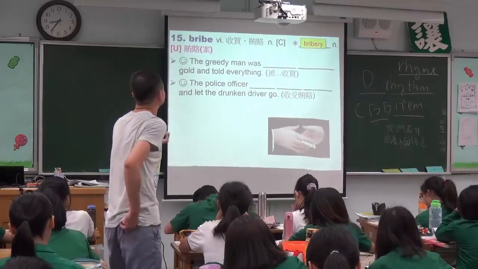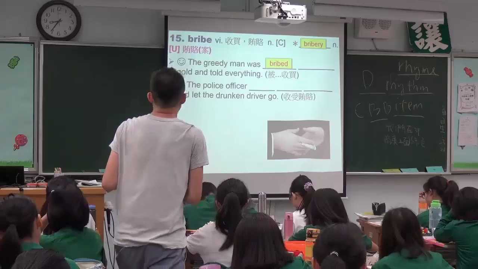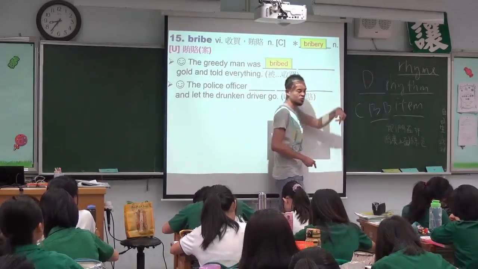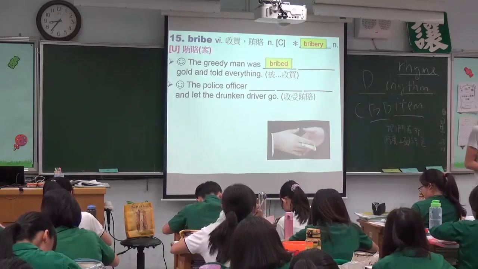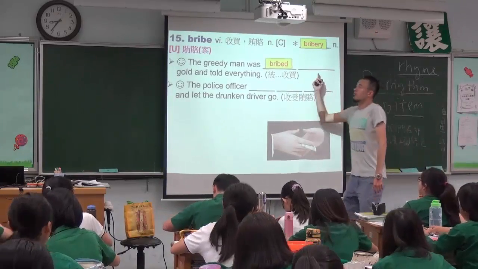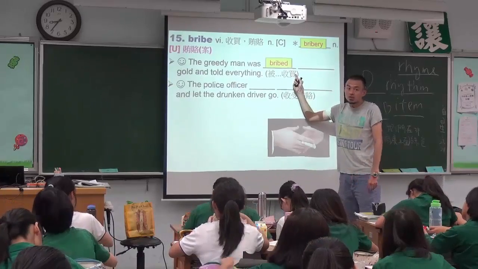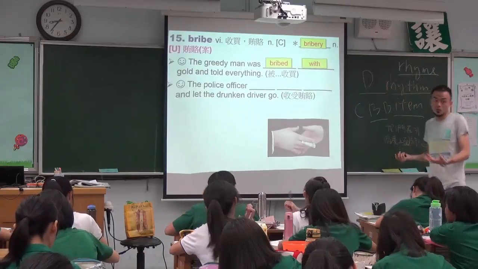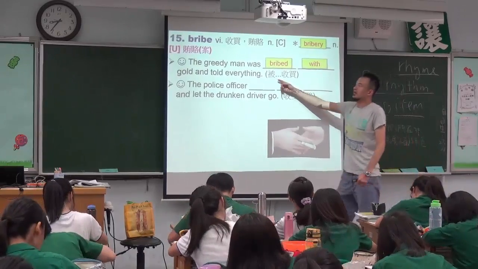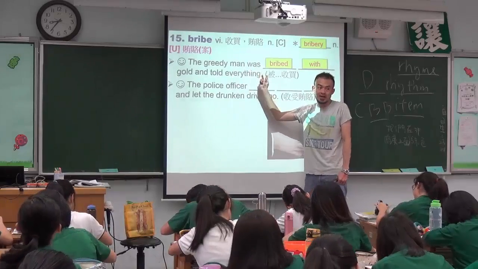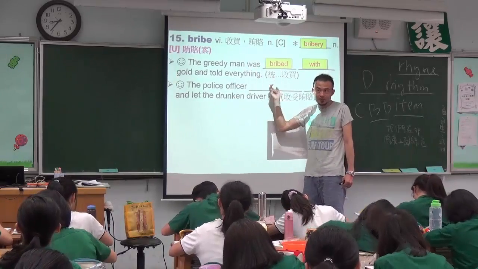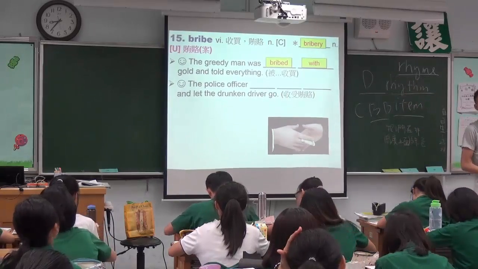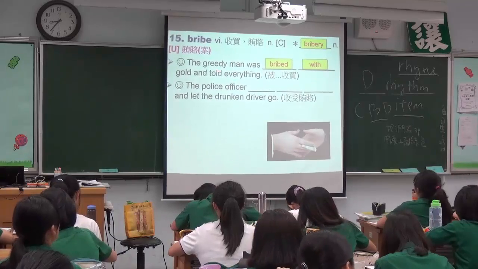Here, the first example: the greedy man was bribed gold and told everything. If you need a preposition, what should the preposition be? The greedy man was bribed. Just a regular preposition. 用什么东西, bribe with. So you can say the politician was reported to have been bribed with a higher position from the government official. 用职位收买他. So you can say bribe with something.